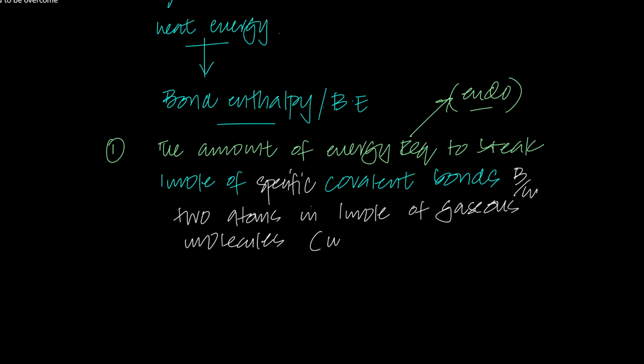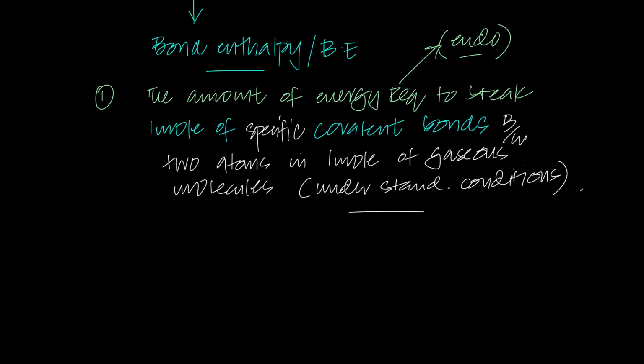You could write this under standard conditions, like we have been writing, right? We know what standard conditions are, right? 298 Kelvin and so on. Now, what do we mean by this? The amount of energy required. We know that we need to provide energy to break a particular bond, and so bond breaking is an endothermic process, right? So that idea we already know.